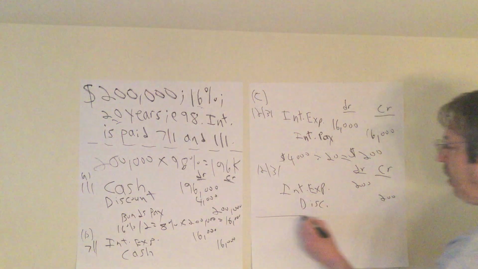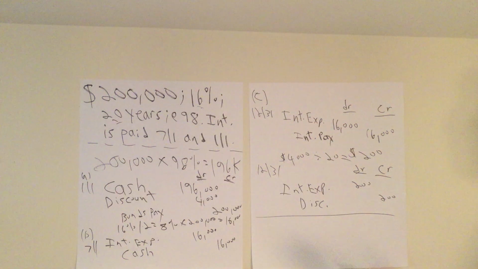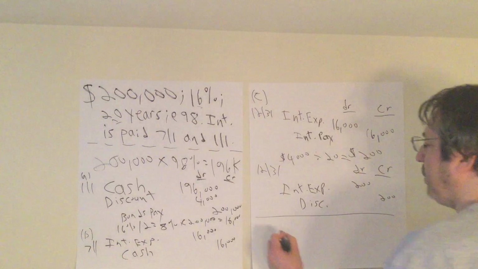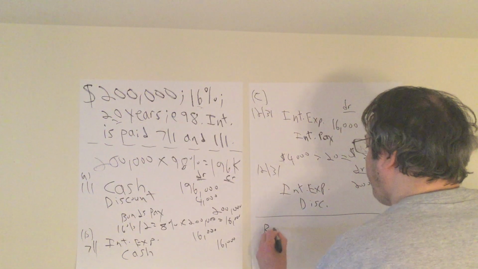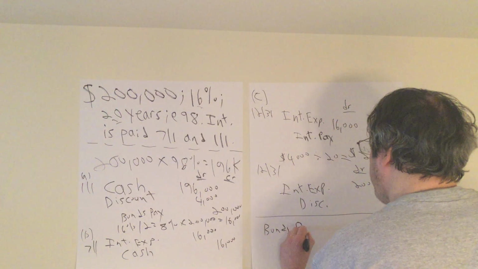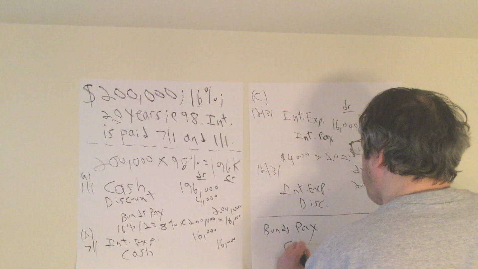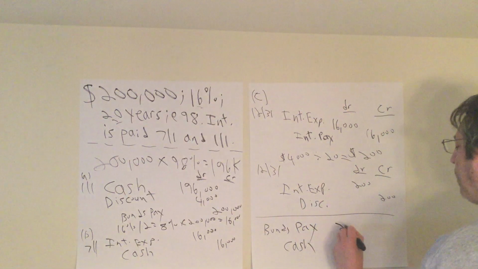And that was in the homework. For the sense of completeness, at the end of 20 years, what do you think is going to happen? Well, we're going to pay back the bond, right? So we're going to debit bonds payable. And we're going to credit cash. And that'll be for the $200,000.